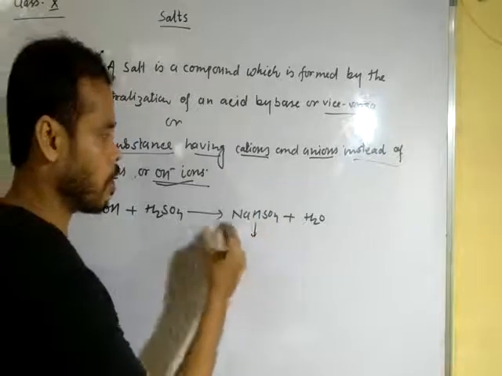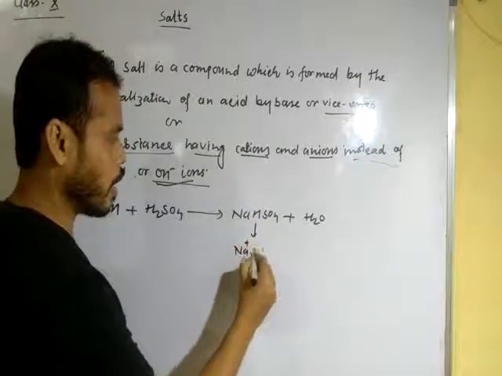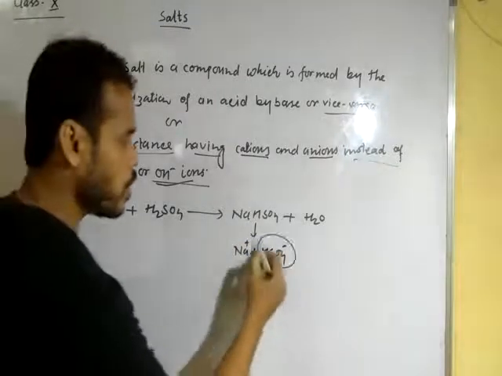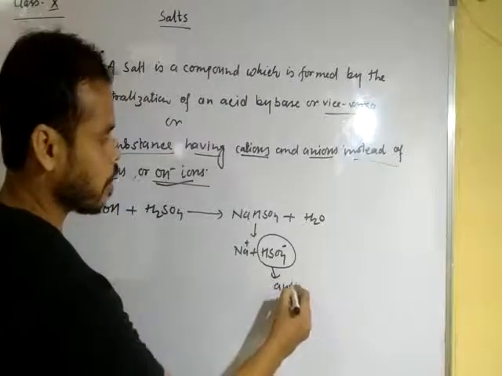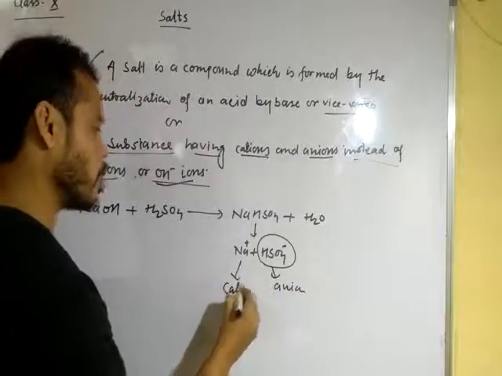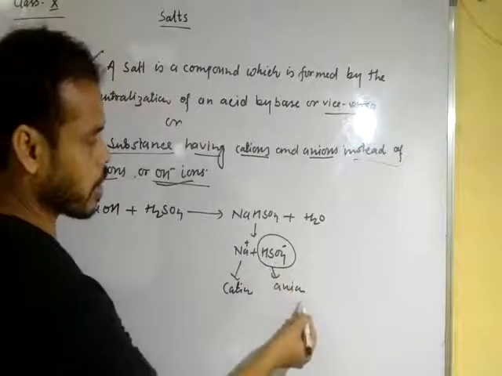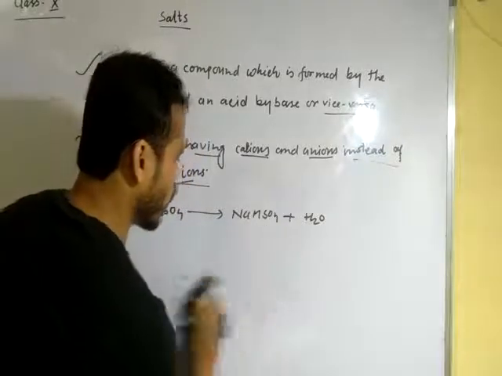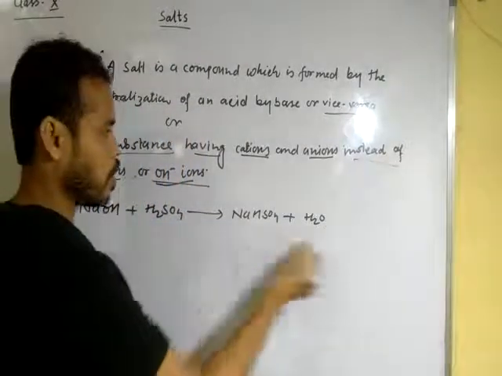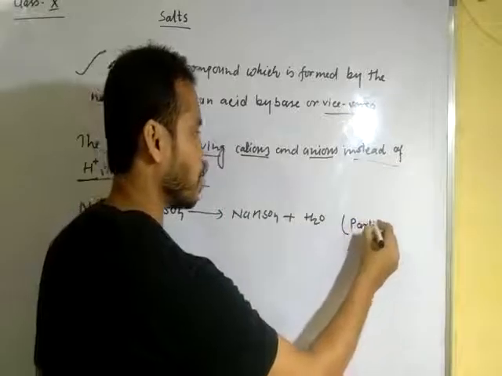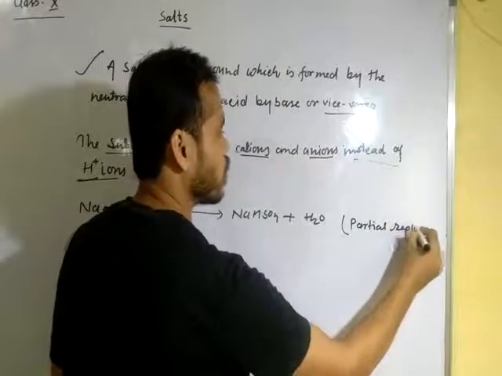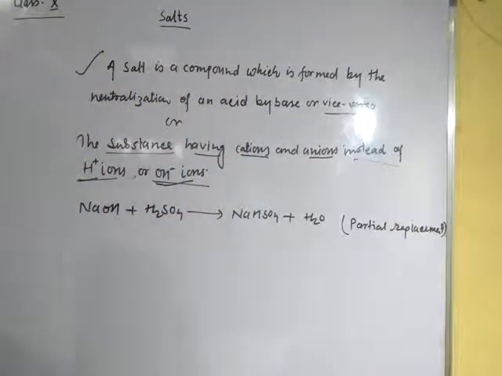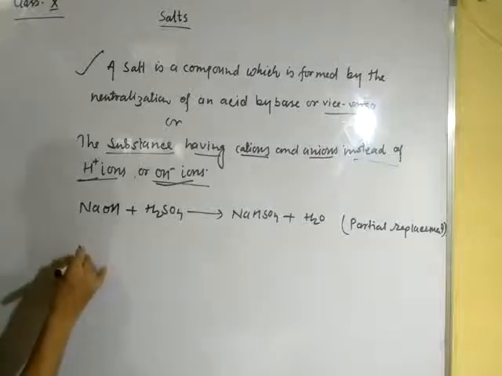Here two types of ion: sodium ion and HSO4 negative ion. Once again you can see this is an anion and this is a cation. The positive part is known as cation while the negative part is known as anion. So this is partial replacement.